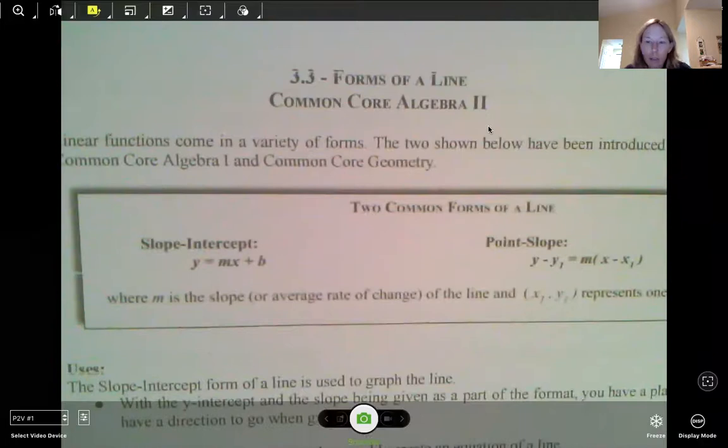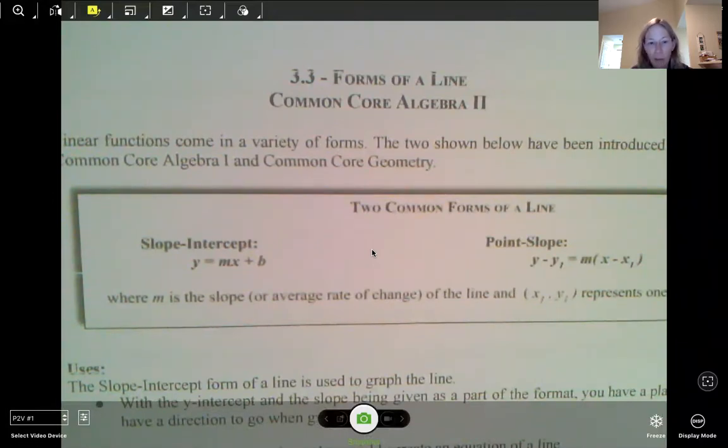I am going to go through the notes for the first day of 3-1. And hopefully in class, if you have any questions over this, if you watch it, you can get those answered by your teacher in class. But this whole section is about writing equations of lines.